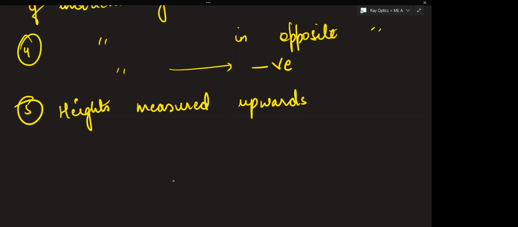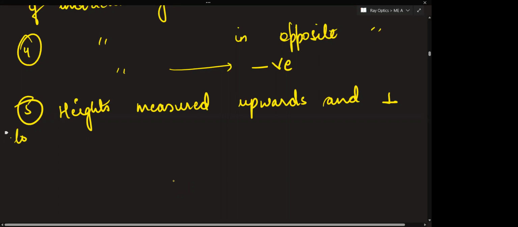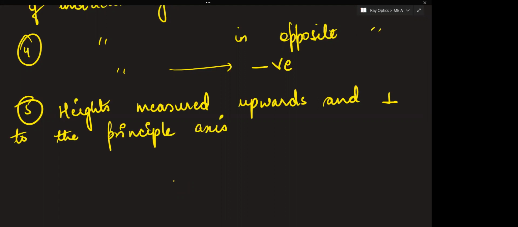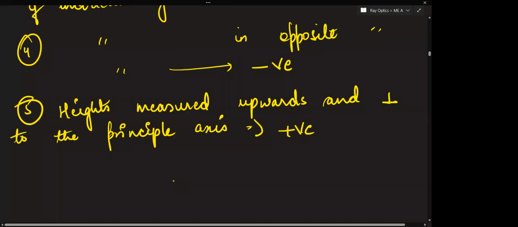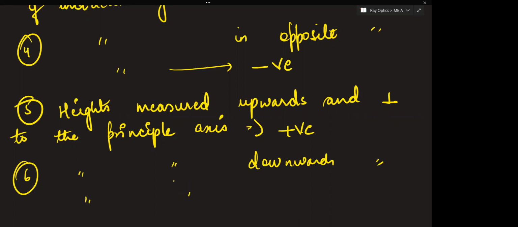Heights measured upwards and perpendicular to the principal axis are taken as positive, and those measured downwards and perpendicular to the principal axis are said to be negative. Fine. So upwards positive, downwards negative, towards the direction of incident ray positive, against the direction of incident ray negative.